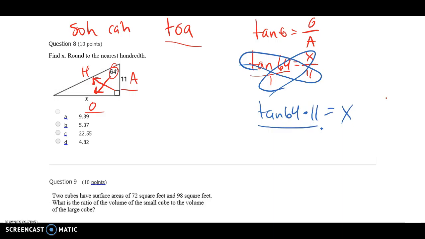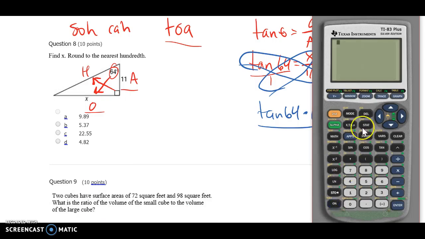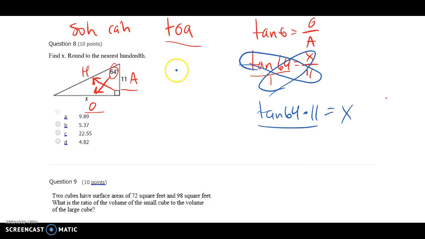in our calculator. So let's do that. Turn it on, and always look at the mode. Make sure we're in degree mode. If we weren't, you'd go down, over, and click on degree. And then it's just tan of 64. Close those parentheses, because that makes it only take it up to 64, since you then put in times 11 after that. We'll find the answer is 22.55, which was answer choice C. Okay, not too bad.